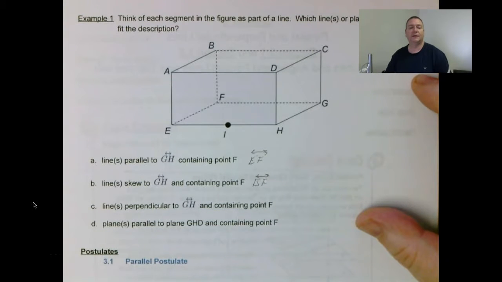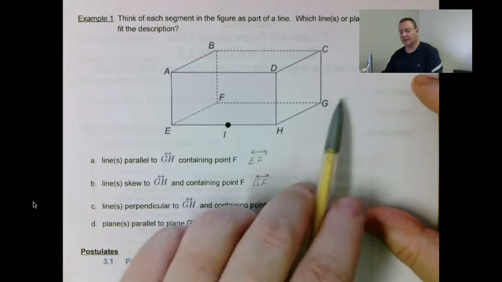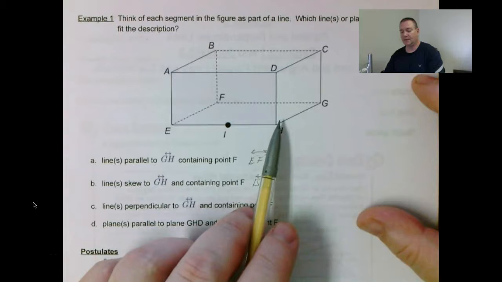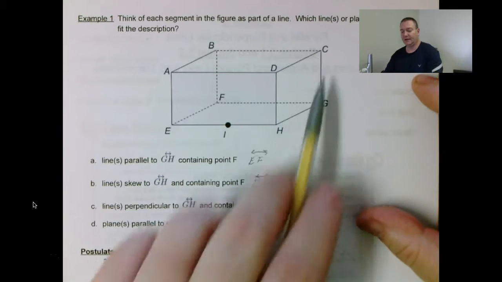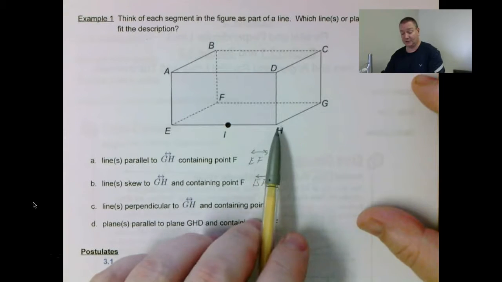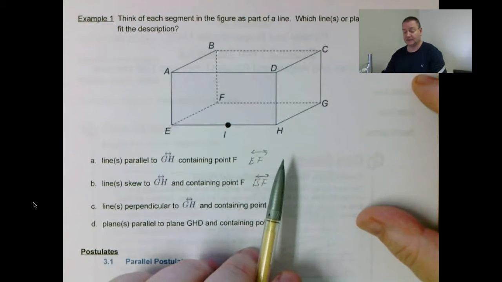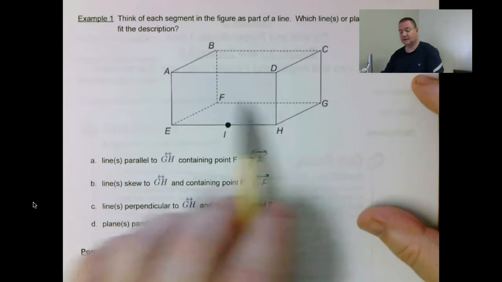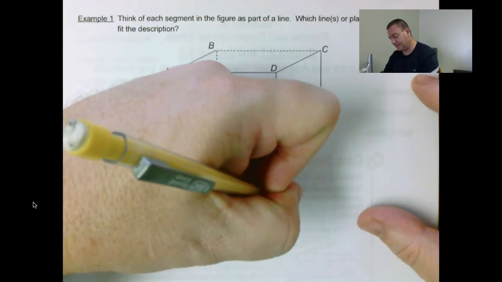Line or lines perpendicular to GH that contain point F. So again, DH is perpendicular to GH, but doesn't contain point F. CG is perpendicular to GH, but doesn't contain point F. EH is perpendicular to GH, but doesn't contain point F. The only one that does is line FG.